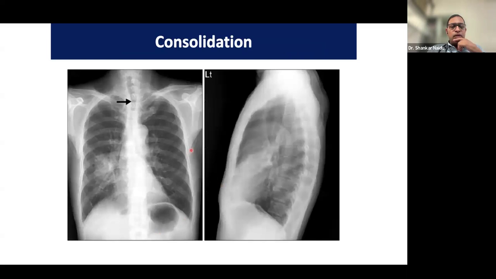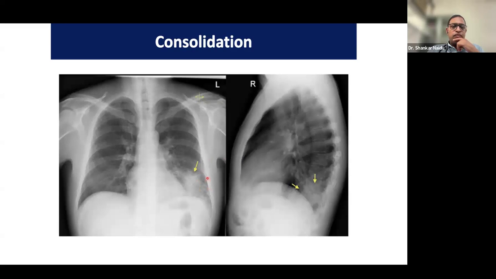So basically, this is an example of a consolidation in the right middle zone. As you can see here, there is some opacity in the right middle zone, which you can confirm on the lateral X-ray as well. So this is a dense consolidation involving the right middle zone, which would correspond to the middle lobe of the right lung.